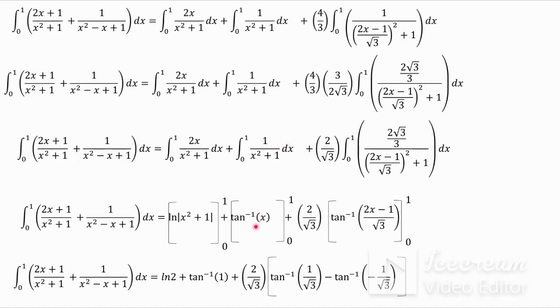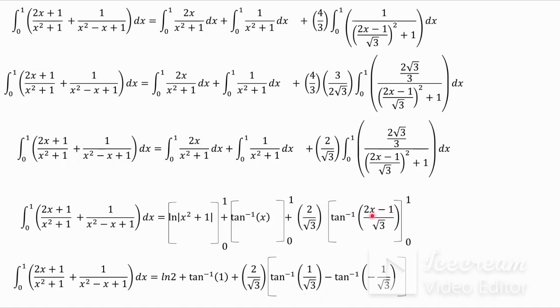Plus tan inverse of 1 minus tan inverse of 0, but tan inverse of 0 is 0, but tan inverse of 1 is what I have written here. Then plus 2 divided by square root of 3 times tan inverse of 1. If you put 1, that is tan inverse of the upper one minus tan inverse of this element with the upper bound included minus tan inverse of this with the lower bound included. That is, we are going to have tan inverse of 1.